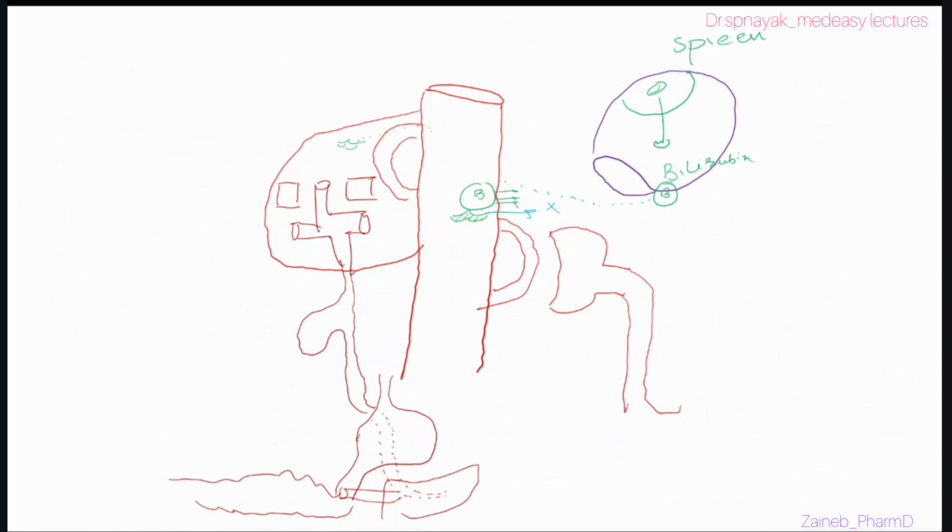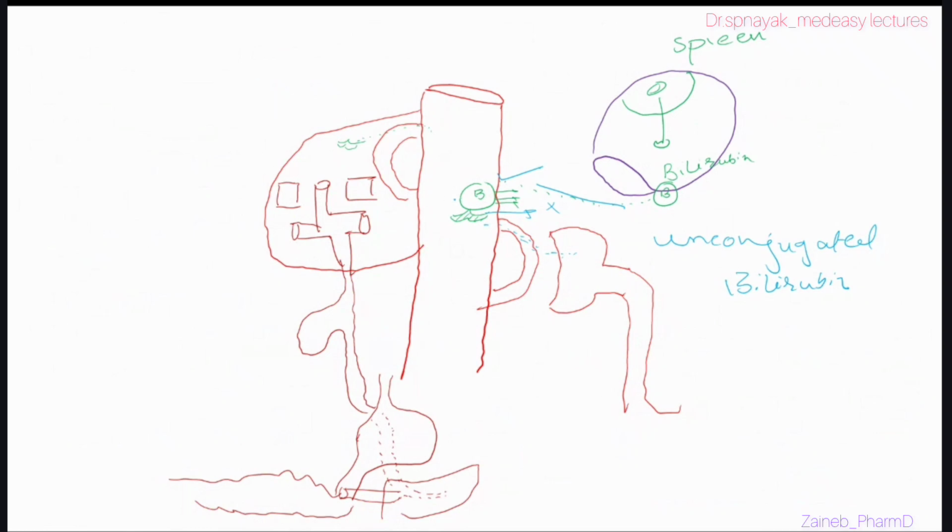Also, it is a protein-bound bilirubin, so it won't be able to get filtered into the nephrons. So this form of bilirubin is not excreted in the urine. What is this form of bilirubin called? This is called unconjugated bilirubin. Okay, this is the unconjugated bilirubin.